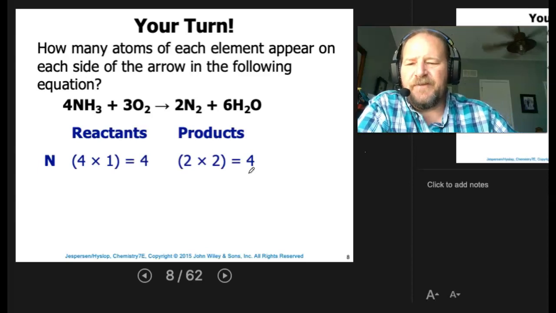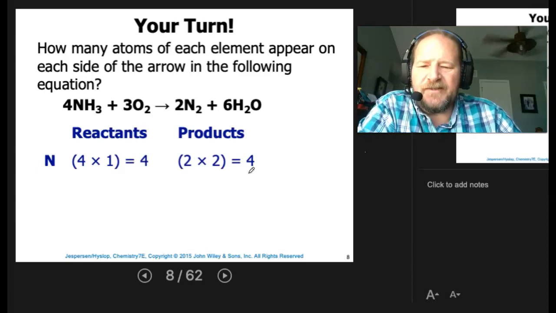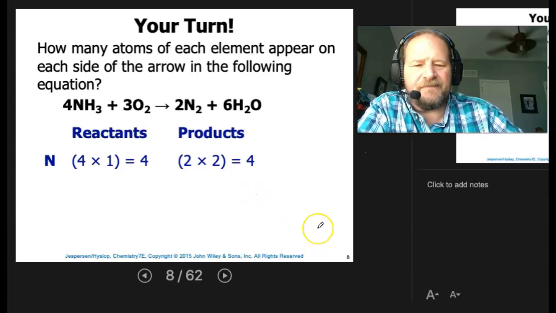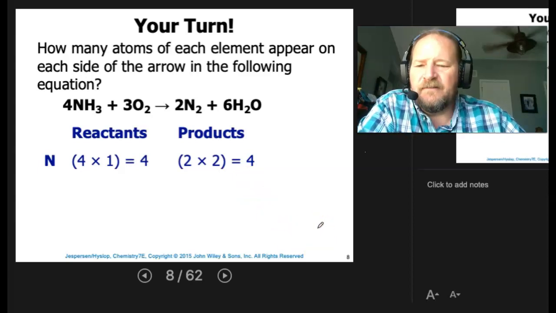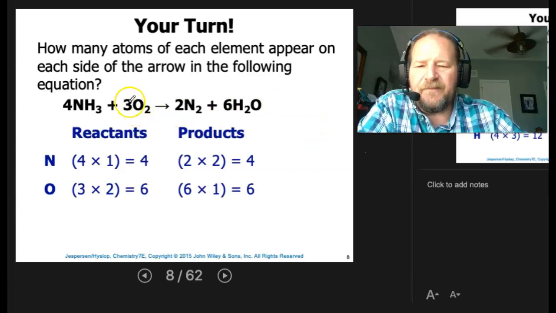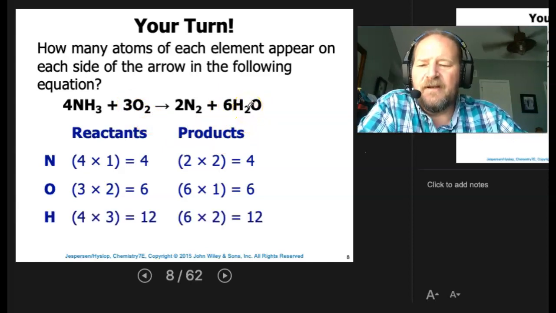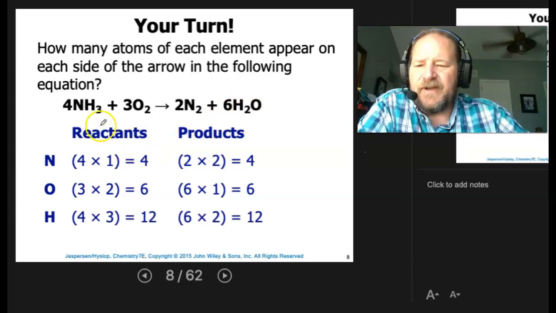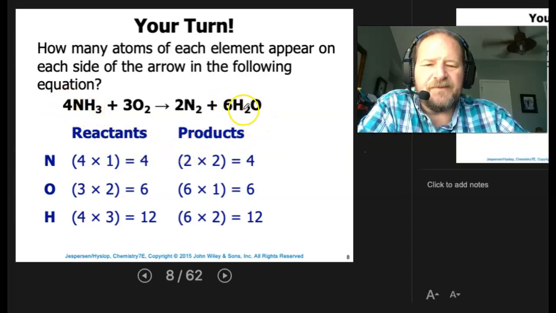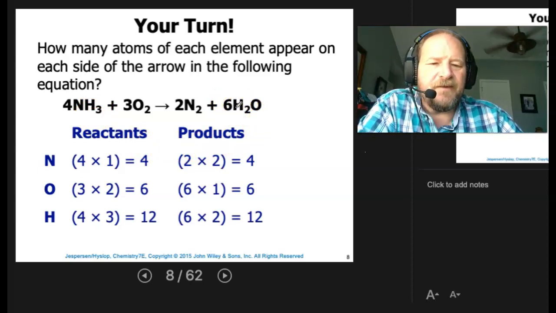All right, so for nitrogen, we had 4 times 1, which gave us 4, and then 2 times 2 on the product side, that gave us 4. For the oxygen, we have 3 times 2, that's going to give us 6. And then over here, for oxygen, we have 6 times 1. That also gave us 6. For hydrogen, we have 4, right? So the coefficient 4 times 3 gives us 12. And then over here, we have 6 times 2 gives us 12. So everything worked out to be 4, 6, and 12. Hopefully that worked out for you as well.